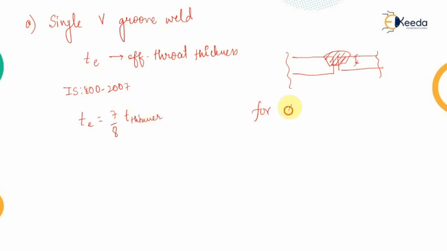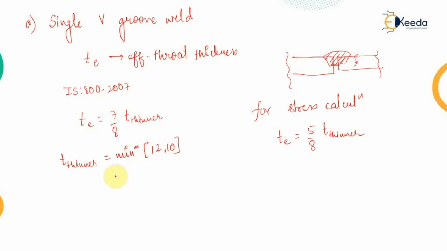Although for stress calculation, this value is further reduced up to a certain factor so as to obtain safety in the calculation. So this value is usually taken in the calculation as 5/8 times the thickness of the thinner member. Now the thickness of the thinner member will be the minimum of the two. The minimum of the two plates, having thicknesses of 12 and 10 mm respectively, is 10 mm. So from here, if we calculate this PE value, it comes out to be 5/8 times 10 mm, which is equal to 6.25 mm.